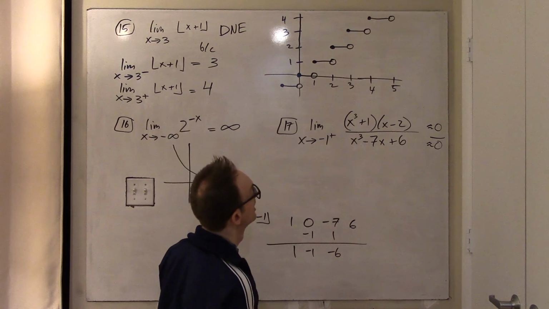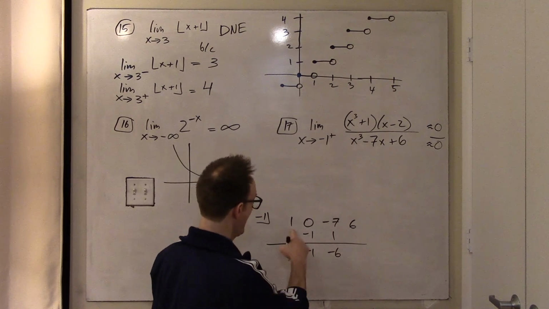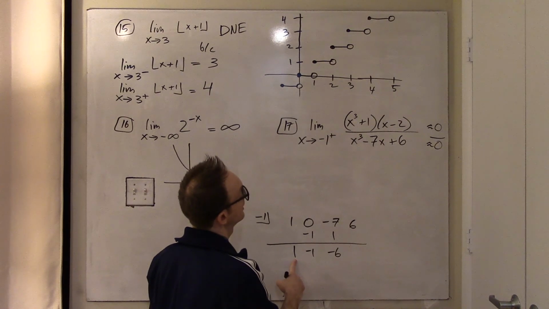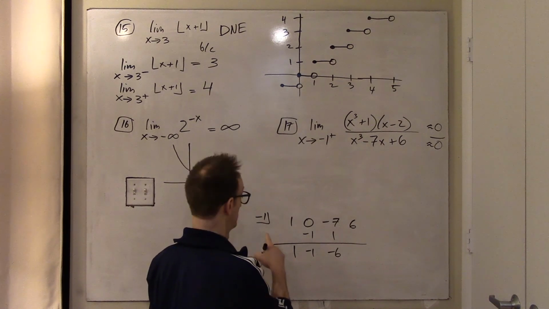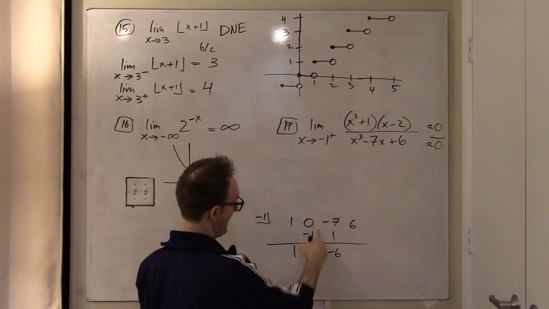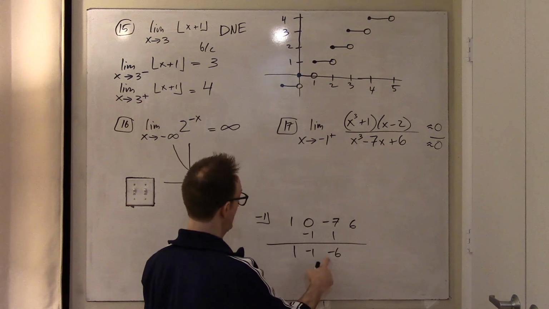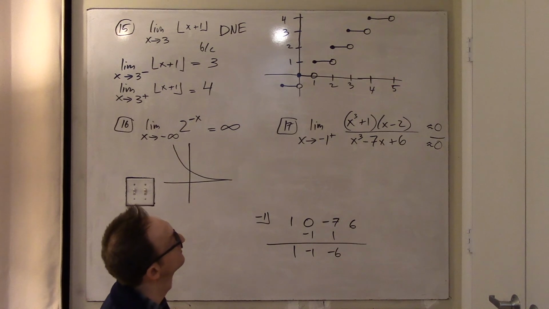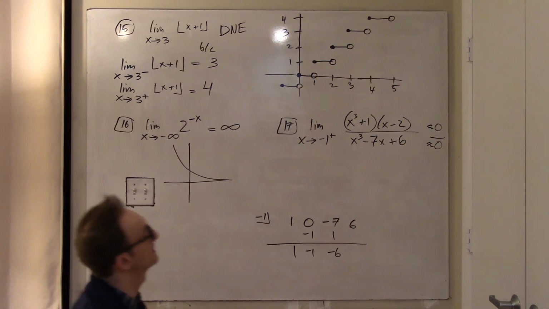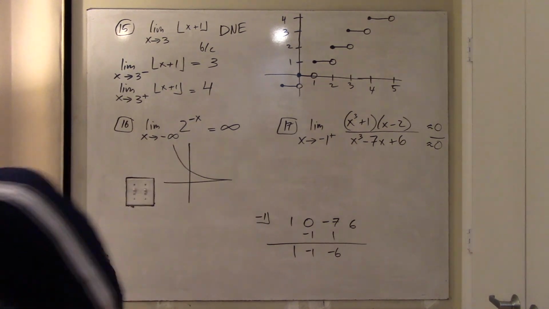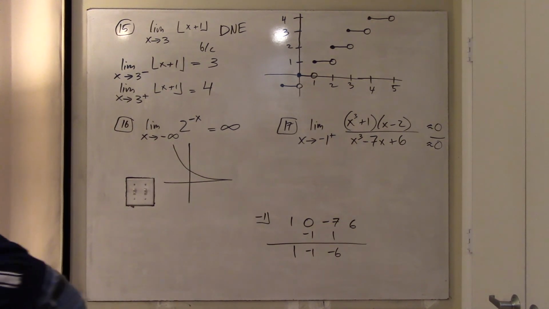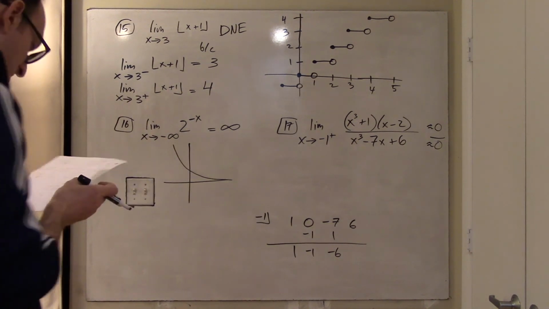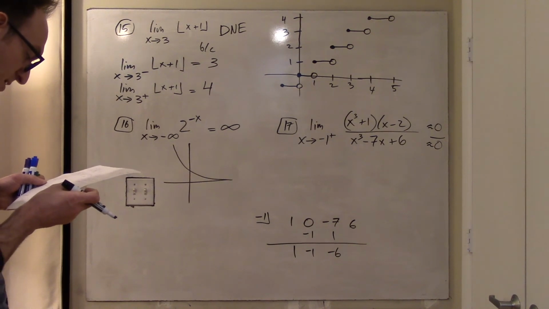What happened? Sorry. Bring down 1, -1, add -1, multiply 1, -6, 6. What have I done wrong? Something went wrong. Did I copy this problem down wrong? That's very possible. What the heck is going on here?